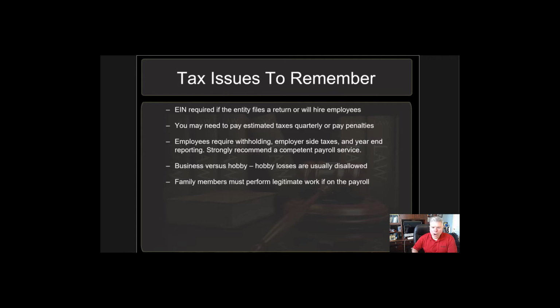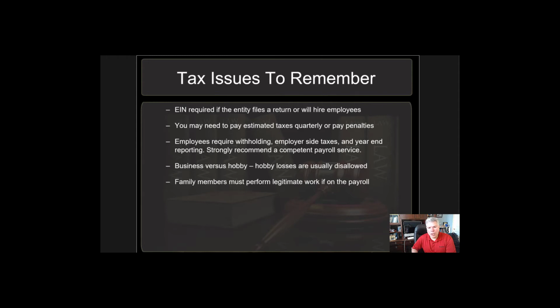So be very careful. If you're going to have a business, you should have a business plan. You should be working it in a regular way. You should have outside clients. You should be doing everything that you would expect a business to do. Otherwise, the IRS may say you don't have a business, you have a hobby. Hobby losses are disallowed. And if you've got family members and they're on the payroll, they actually need to do something. So family members must perform legitimate work if on the payroll.